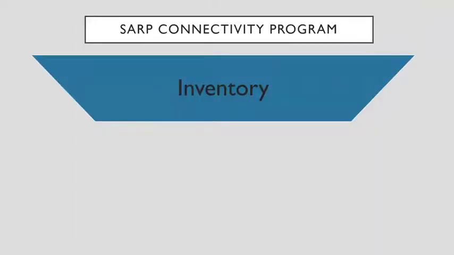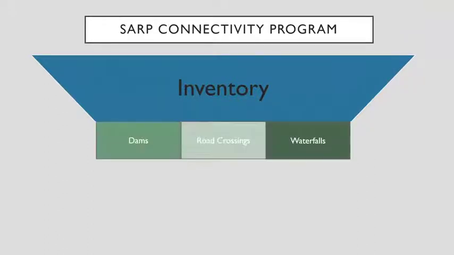And so now I'm going to go through and explain more about our different components of the program. The inventory itself consists of 3 main data sets: dams, road crossings, and waterfalls. And I'm going to explain the dams and the road crossings this time.